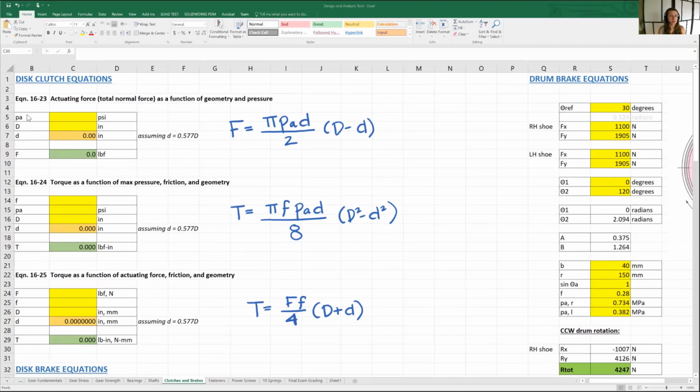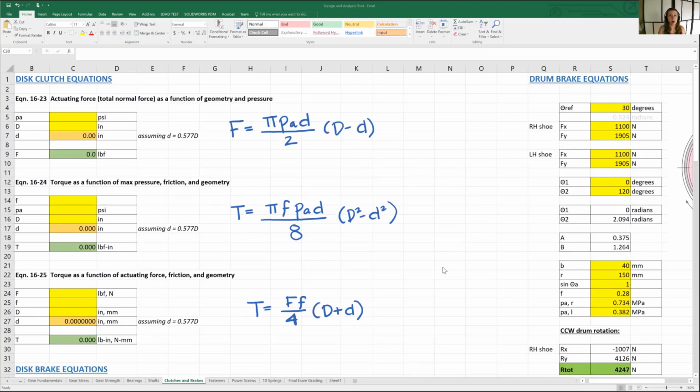There are three equations that should be in your analysis tool for axial disc clutches. Equation 16.3 is the actuating force, in other words, the total normal force as a function of geometry, big D, little d, and pressure, PA. Equation 16.24 gives the torque as a function of maximum pressure, friction, and geometry. And then equation 16.25 gives torque as a function of actuating force, friction, and geometry. We're going to use these equations in different ways depending on what initial information we're given. I've just written them out for you from the textbook, so it's easier to program your tool.